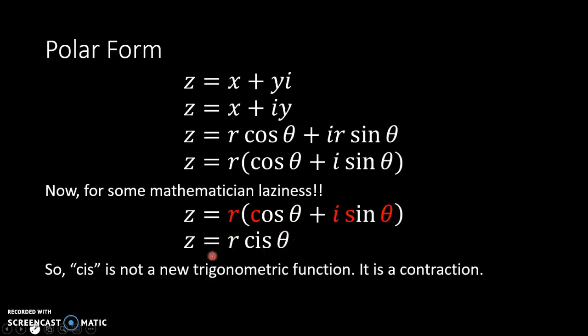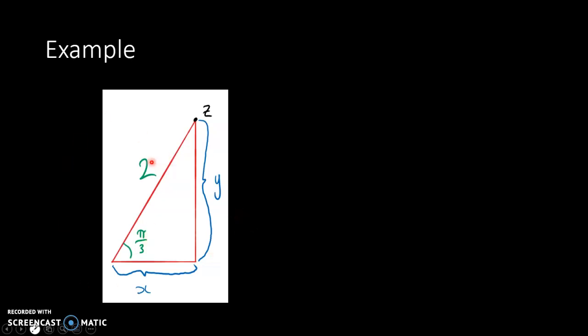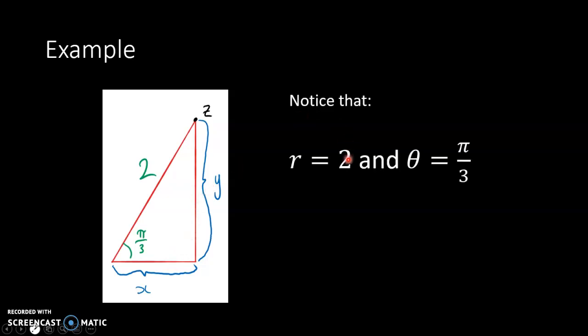Now I'm going to show you how we convert from polar form into rectangular form. Let's have an example. First we'll write something in polar form. We have this 2, this pi on 3. We don't know what x and y are, but we're going to work them out. Notice that the radius is 2 and theta is pi on 3. So in polar form, z equals 2 cis pi on 3.